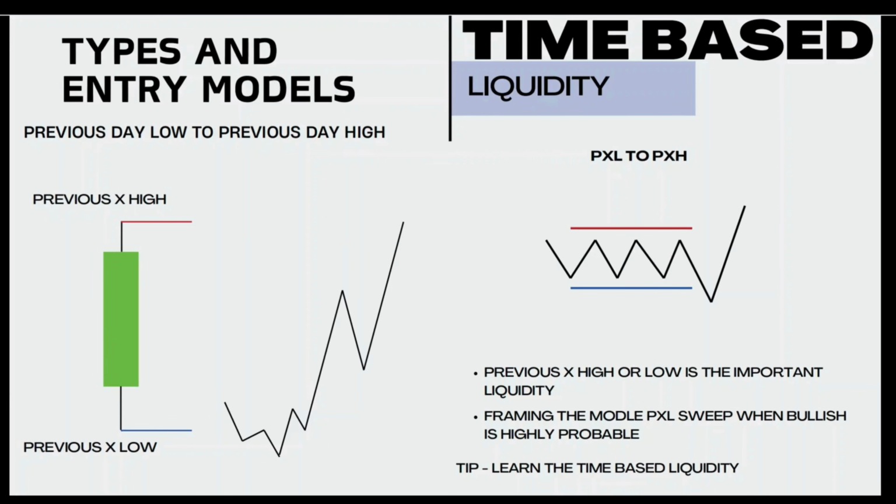Here we got the time based liquidity, right? We got the previous X low to the previous X high. This is the most important thing, because framing the model, previous X low sweep when bullish is highly probable. Then the time based liquidity here.